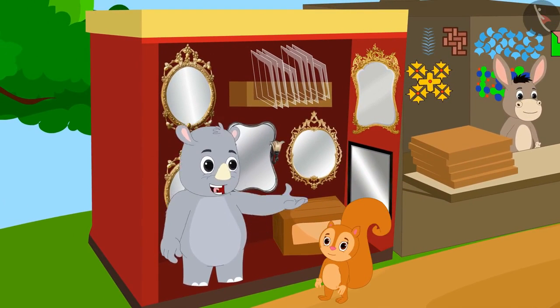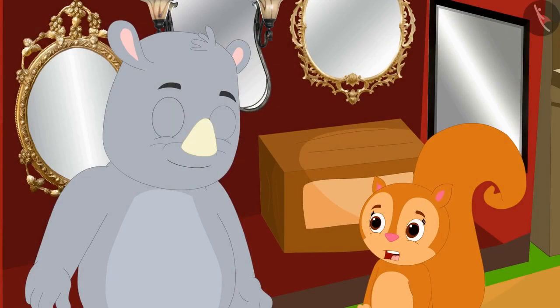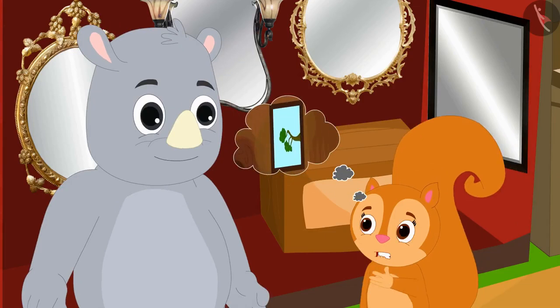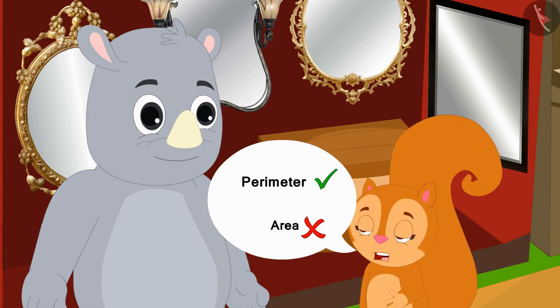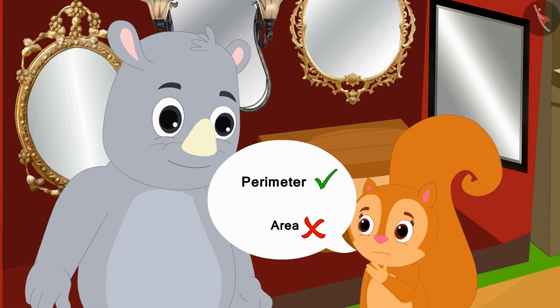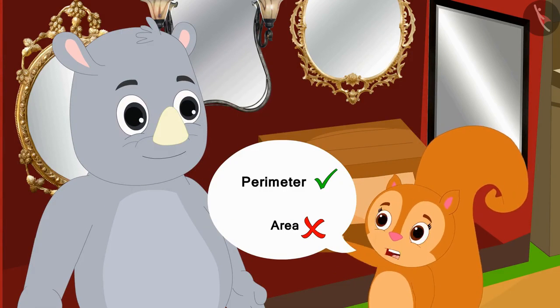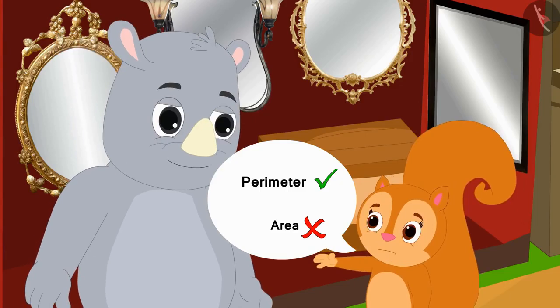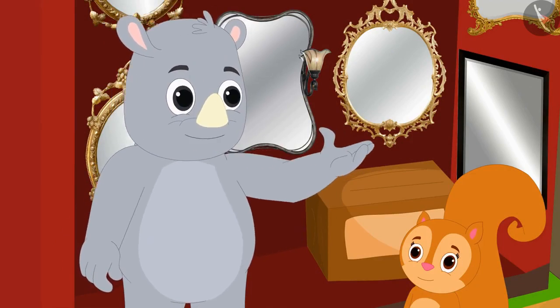Chanda, why do you look so upset? Gaggu asked Chanda. Gaggu, I want to buy a glass for my rectangle-shaped window. I remember the perimeter of the frame of my window and also the length of the window. But I do not know the area of glass I need for the window. Oh, such a small thing.